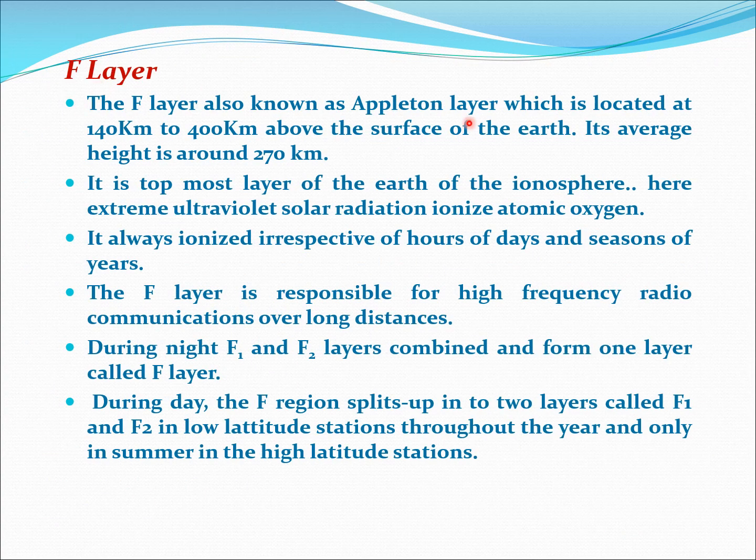Next is F layer. F layer is known as the Appleton layer, located at 140 to 400 kilometers. Average height is 270 kilometers, and ionization is extreme here. It is the topmost layer of the ionosphere. It is always ionized irrespective of hours of the day and seasons of the year. F is responsible for high frequency radio communication over long distances. During night, F1 and F2 layers combine and form one layer called F layer. During day, F region splits up into two layers called F1 and F2 in low latitude stations throughout the year, and only in summer in high latitude stations.